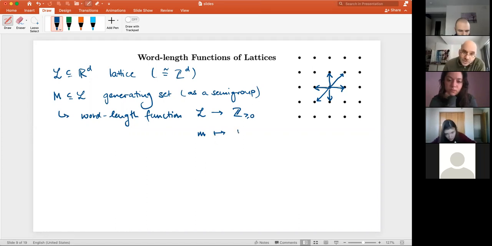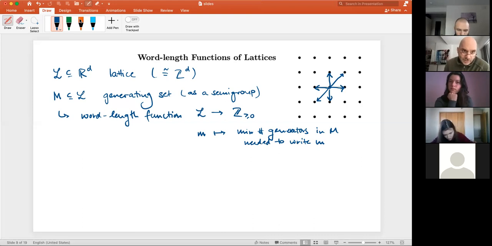So this is the minimum number of generators M needed to express this lattice point. If you think about this point over here, it really depends on my generating set. With the generating set that you see right now, this orange point has word length 1. But if I didn't have those generators, all of a sudden it has word length 2.